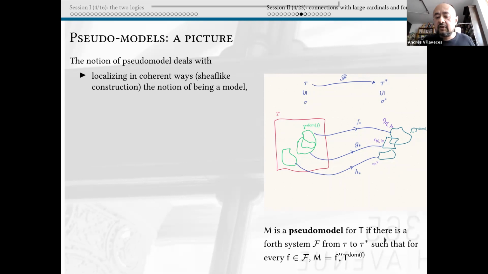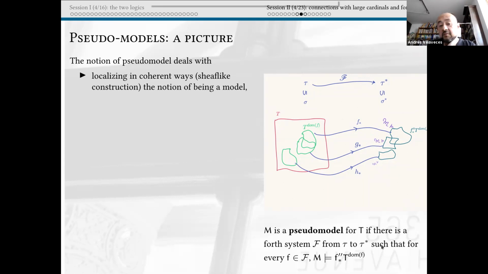I just copied the definition of the pseudo model here because I have some properties here. So you can look at the picture and you can look at the definition, and then let me just say a few things about this that are pure musings. There is no theorem in this slide. It's just general observations on this.